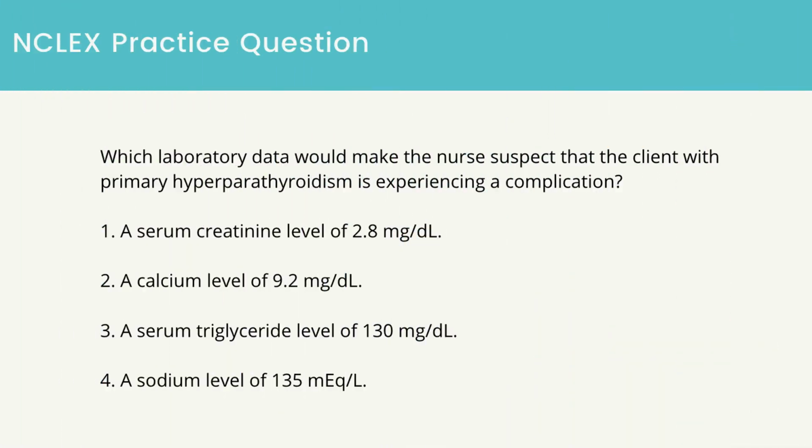Before we begin, which laboratory data would make the nurse suspect that the client with primary hyperparathyroidism is experiencing a complication? 1. A serum creatinine level of 2.8. 2. A calcium level of 9.2. 3. A serum triglyceride level of 130. 4. A sodium level of 135. Learn the answer at the end of this video.